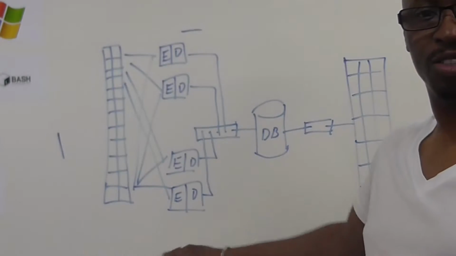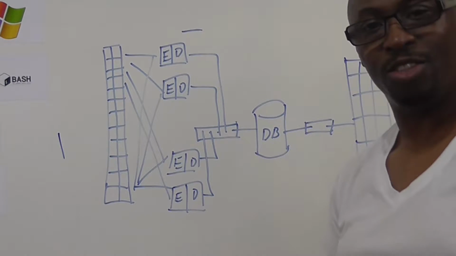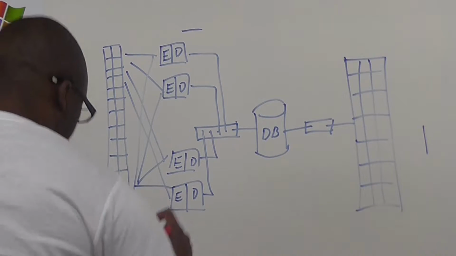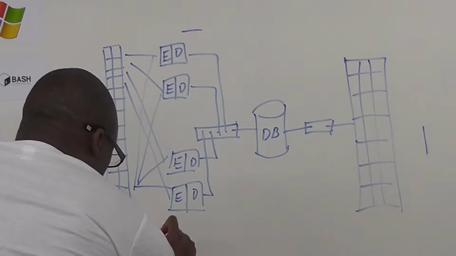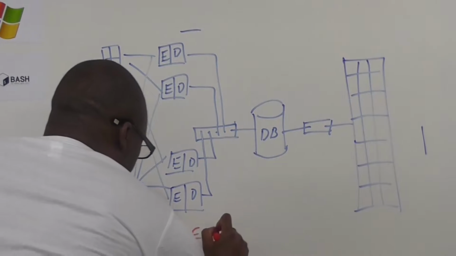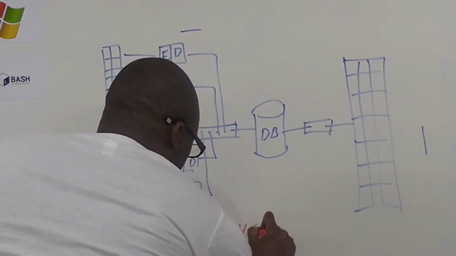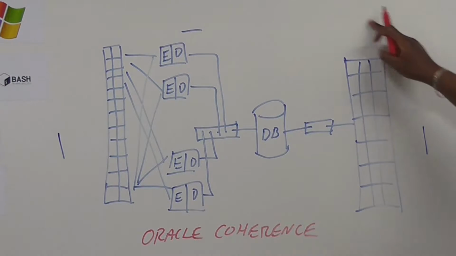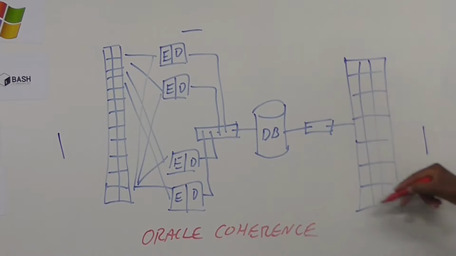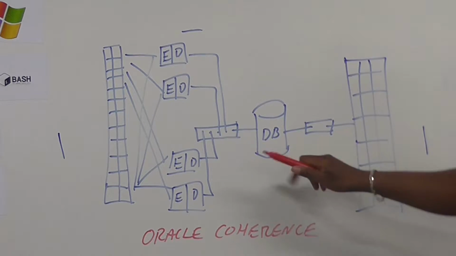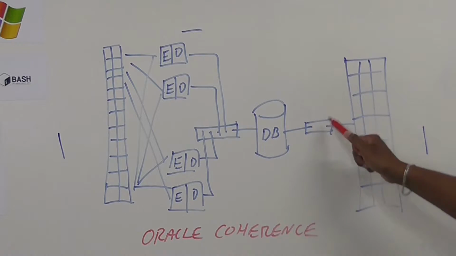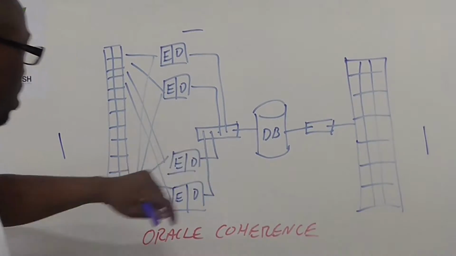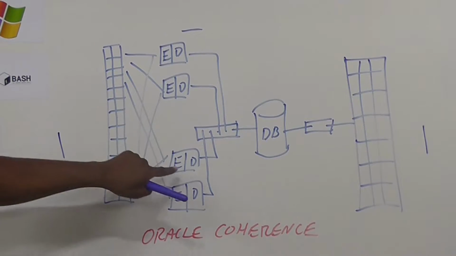And here we go. Here's an alternative diagram. This is utilizing a product called Oracle Coherence. Seen this before. So we have external storage connected to this database. This is a switch for the external storage, and here we have another switch where we have these application servers.